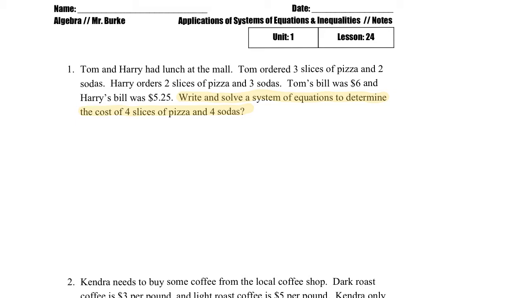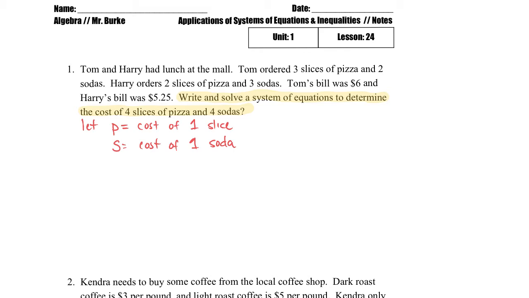So let's read this problem. Tom and Harry had lunch at the mall. Tom ordered 3 slices of pizza and 2 sodas. Harry ordered 2 slices of pizza and 3 sodas. Tom's bill was $6. Harry's bill was $5.25. Okay, so we want to figure out the cost of 4 slices of pizza and 4 sodas. Well, in order to figure that out, I'm going to need to know the cost of a single slice of pizza and a single soda. So let's define some variables. We're going to let P be the cost of 1 slice, and then we're going to let S be the cost of 1 soda.